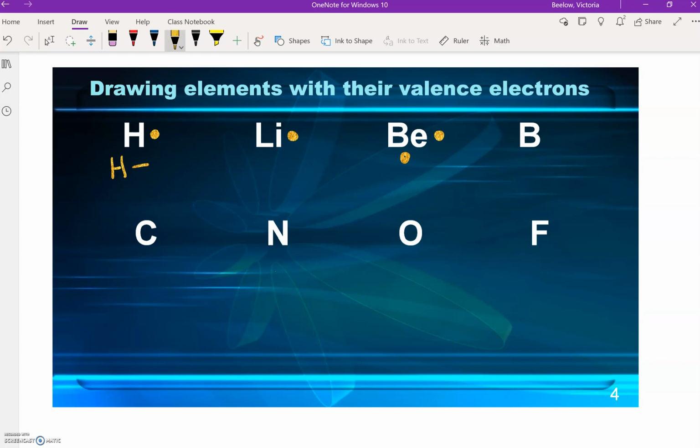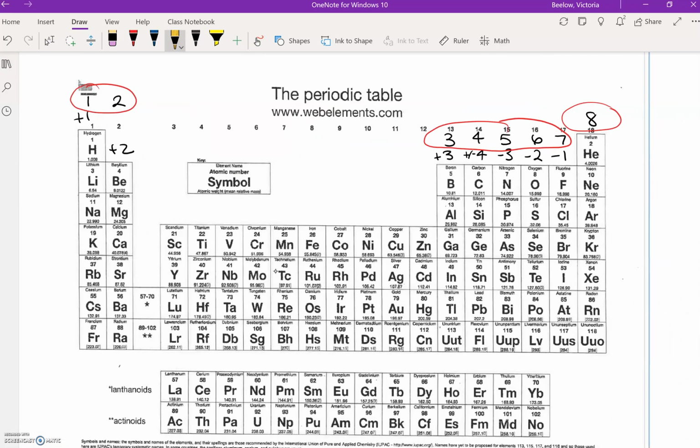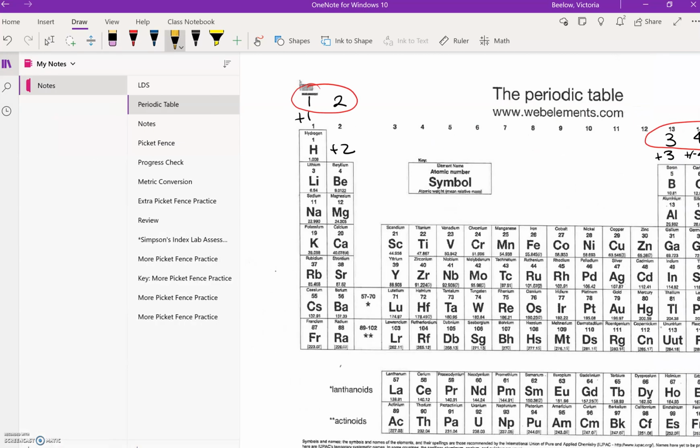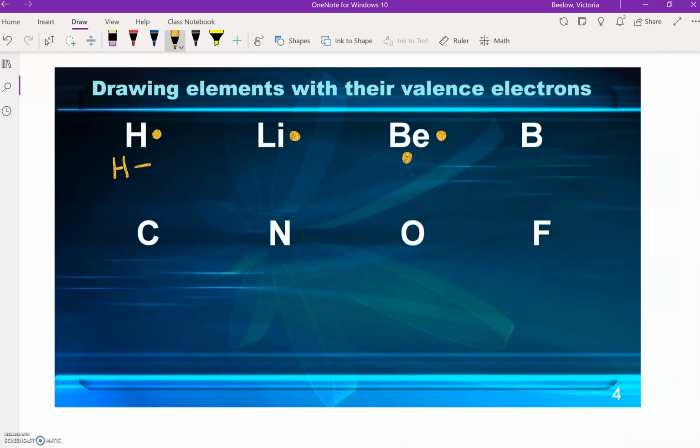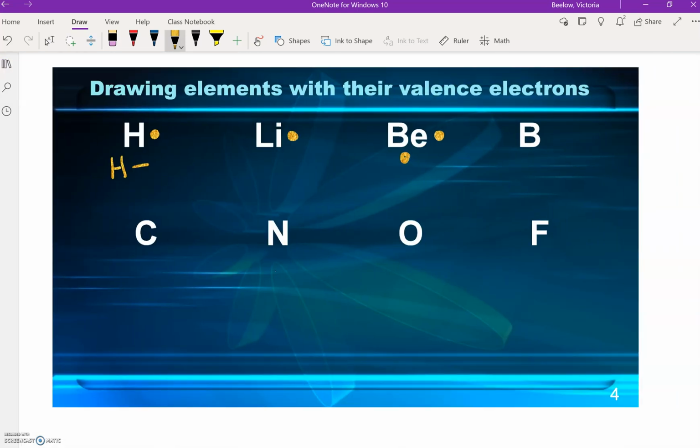Next, now we're going to start getting into the elements that are non-metals, which are pretty much all of these guys over here to the right of that staircase. And these will form covalent bonds. So boron, which is right here, is in group 3. This is also another exception to the octet rule. So it has 3 valence electrons. So again, we have to draw it in this order. So we have to do 1, 2, and 3.